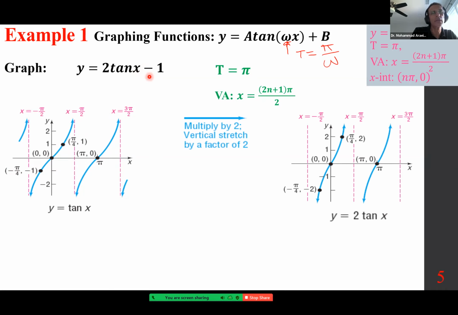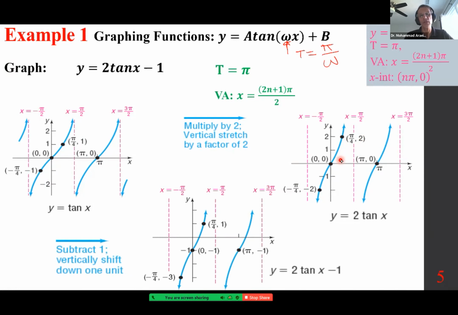Now the next one is shifting it down by 1 unit. So we're going to bring this down by 1 unit. And it does have an effect on the graph such that 0, 0 goes down to 0, negative 1. Minus pi over 4, negative 2 goes down to minus pi over 4, negative 3. Pi over 4, 2 goes down to pi over 4, 1. So we are shifting it down by 1.